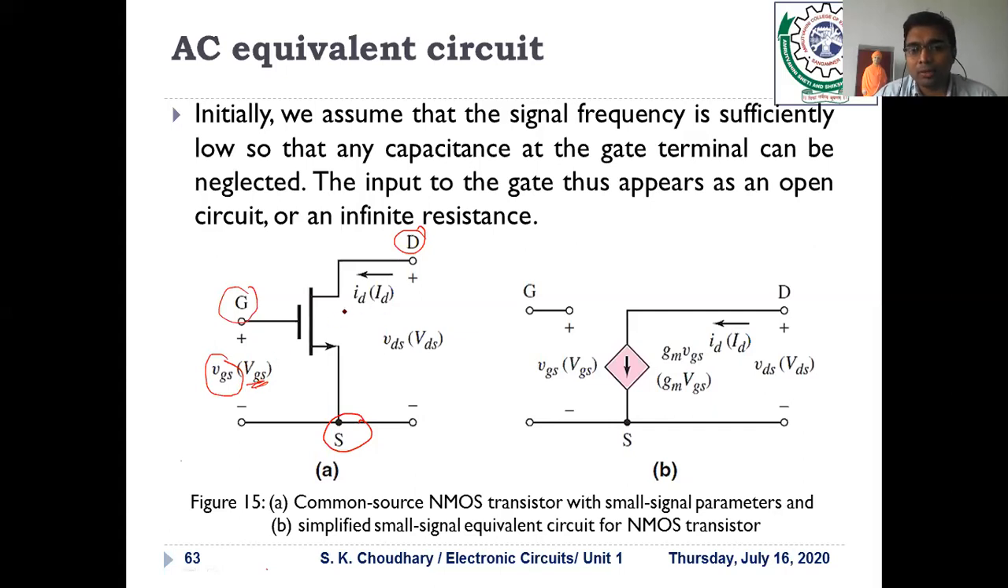Similarly, for the current, small id means AC current, and AC drain to source voltage is the voltage between the drain and source terminals. The current flows from the drain to source. We have learned this from the operation of the MOSFET. Now, how do we convert this particular MOSFET into the AC equivalent or small signal equivalent circuit?